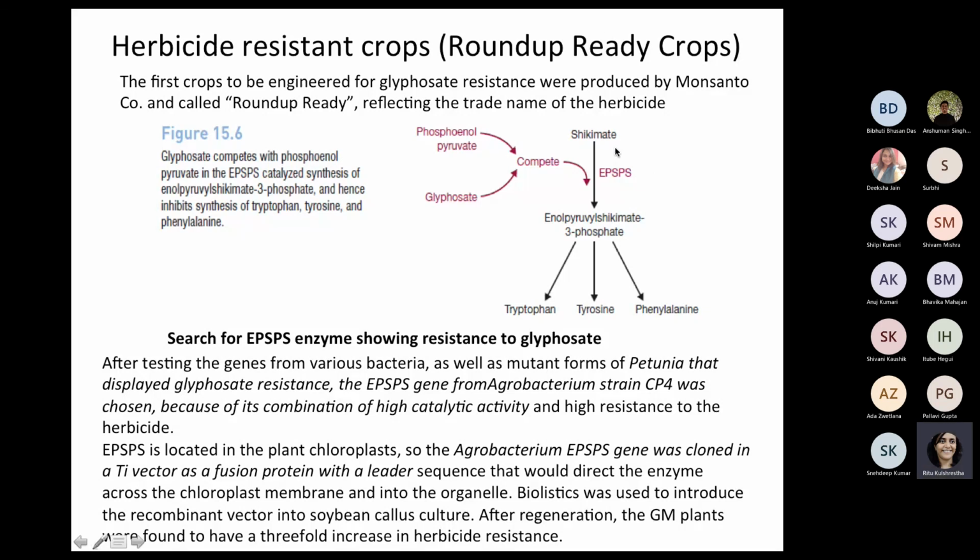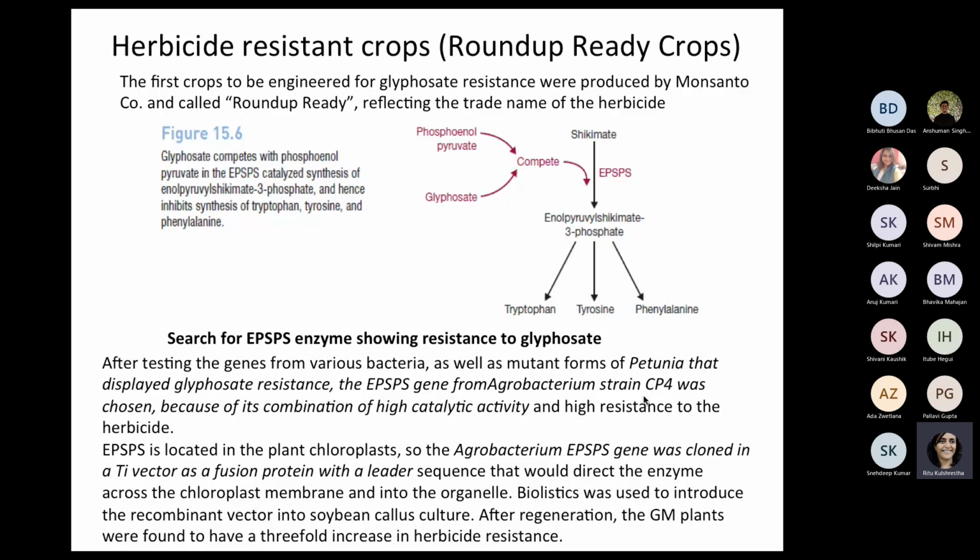Then another idea came: how about we engineer in the plants the EPSPS enzyme which is resistant to the action by glyphosate. So then a big search happened among various plants and bacteria and so on: can we get an enzyme which is a mutant enzyme, or let's say altered enzyme, which is glyphosate resistant? And finally they came across an enzyme from a bacteria. You imagine how much search is done, and what ideas these scientists come up with.